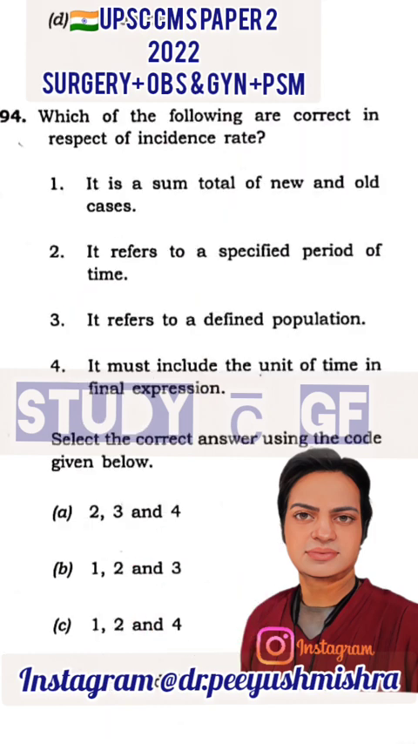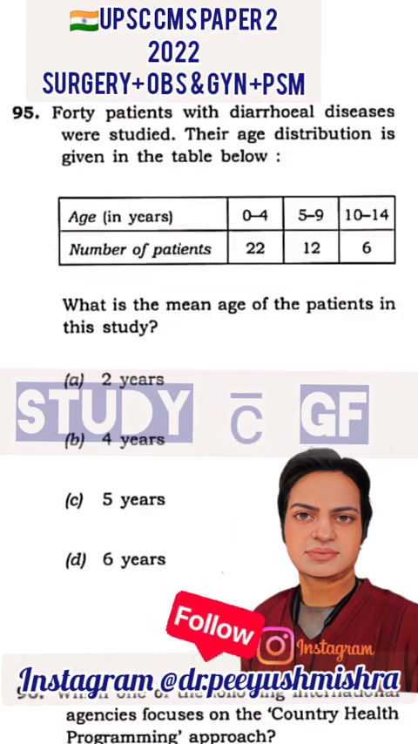3 years. Which of the following are correct in respect to the incidence rate? It refers to a specified period of time. It refers to a defined population. It must include the unit of time in final expression.